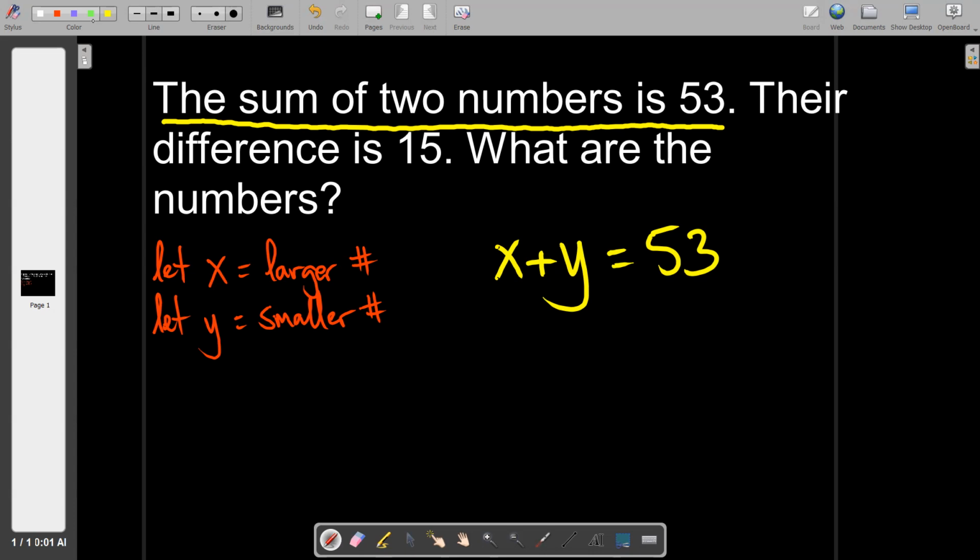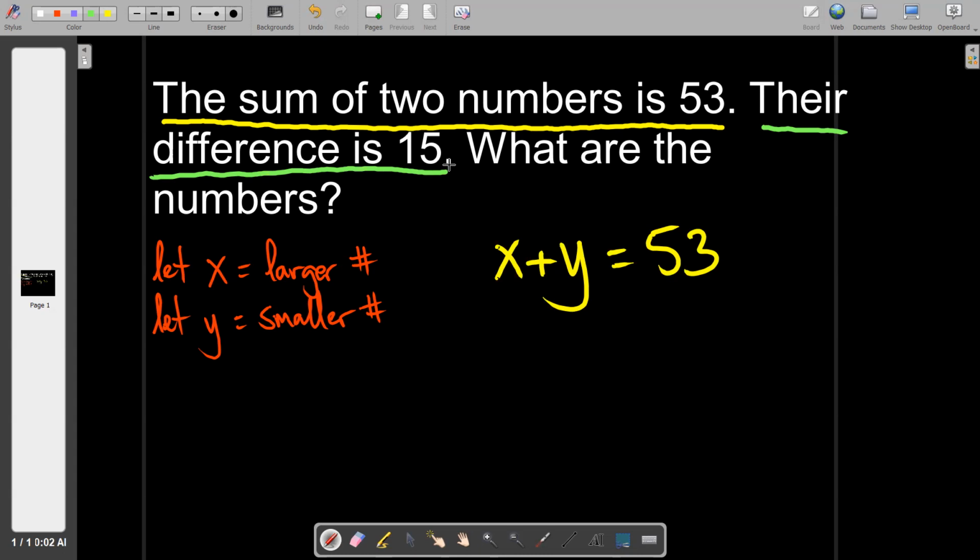Now, I'm going to underline in green the second chunk of information. You can't get through these without multiple chunks. If all I knew is they added to make 53, this would be a really bad problem. Like they could be 1 and 52. They could be 100 and negative 47. I mean, literally infinitely many things, right?